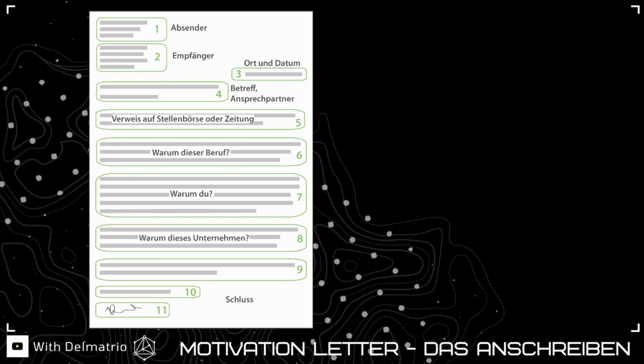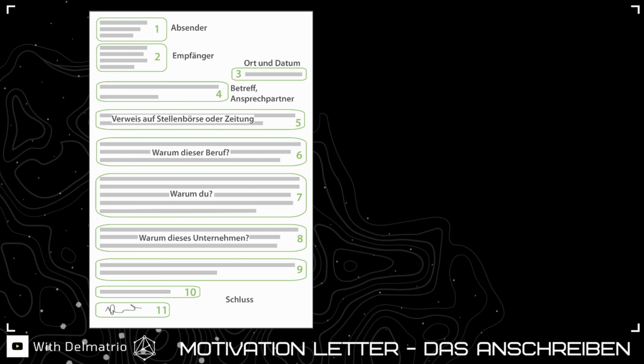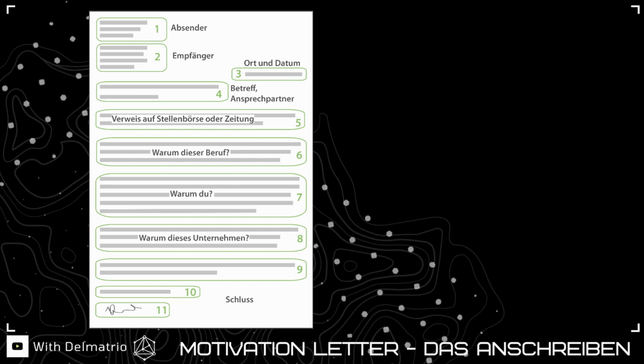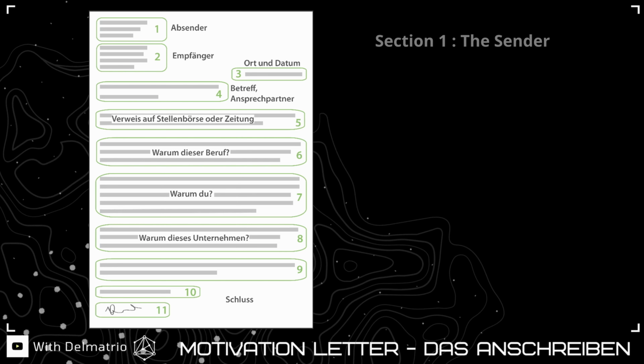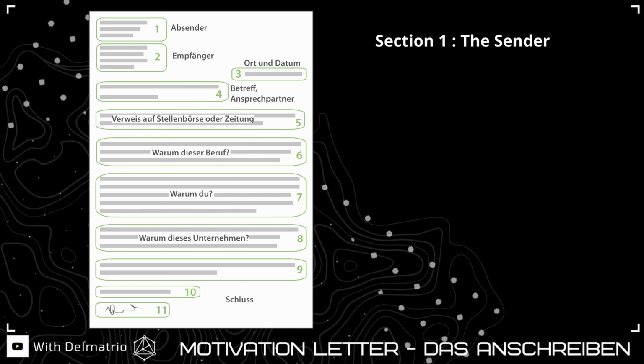It is very important that you consider this format. The structure of the motivation letter in German, which includes 11 sections. Section number 1 is the sender section of your motivation letter. It is where you provide your contact information, including your full name, address, phone number, and email address. This section should be located at the top left-hand corner or top right-hand corner of your letter. You can choose the way you like it.